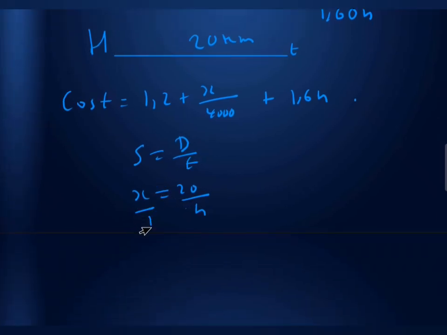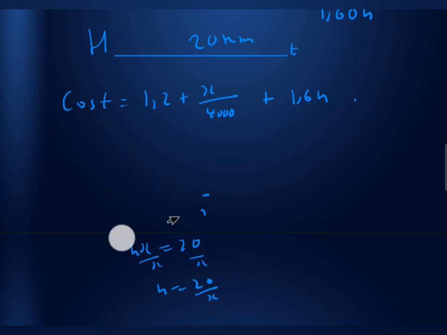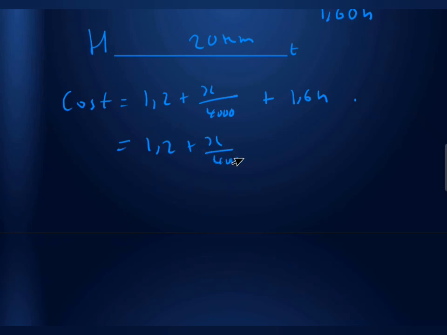Let's just cross multiply. So we're going to have hx is equal to 20, and then we divide both sides by x, and we have h is equal to 20 over x. So there we have it, right? Now we have made h the subject of the formula so that when we substitute it into the other equation, we can immediately get rid of h. So h is equal to 20 over x. So it's going to be 1.2 plus x over 4,000, and then plus 1.6 times 20 over x.